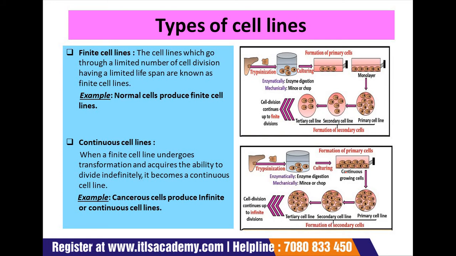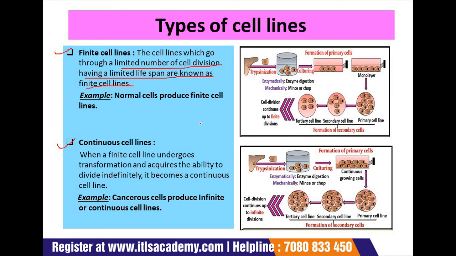Now, types of cell line. On the basis of the span of culture, the cell lines are categorized into two types. The first one is the finite cell line and the second one is the continuous cell line. Let's discuss the first, the finite cell line. Cell lines which go through a limited number of cell divisions, having a limited lifespan, are known as finite cell lines.